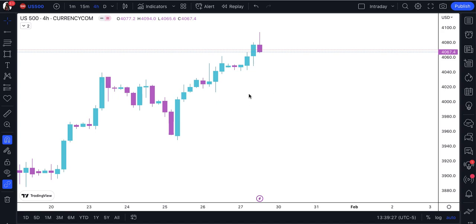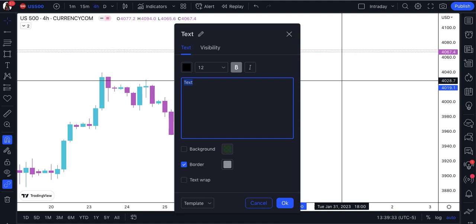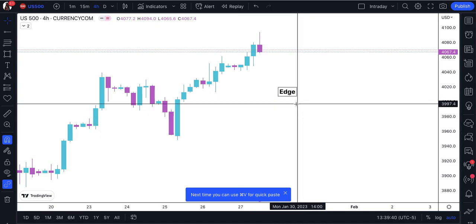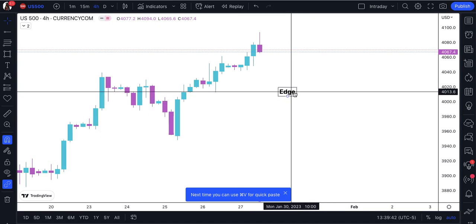Number one, you need an edge. You need an edge. Psychology doesn't matter. Technical analysis doesn't matter. How much money you have doesn't matter. None of these things matter unless you have an edge.